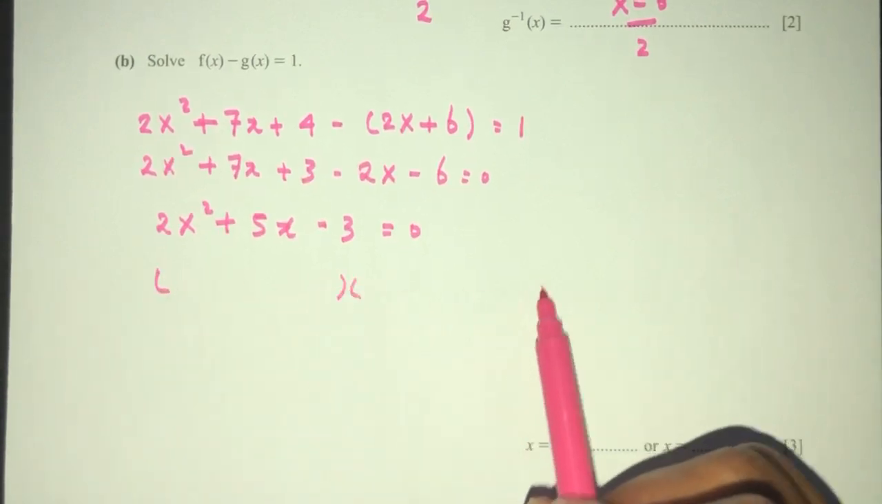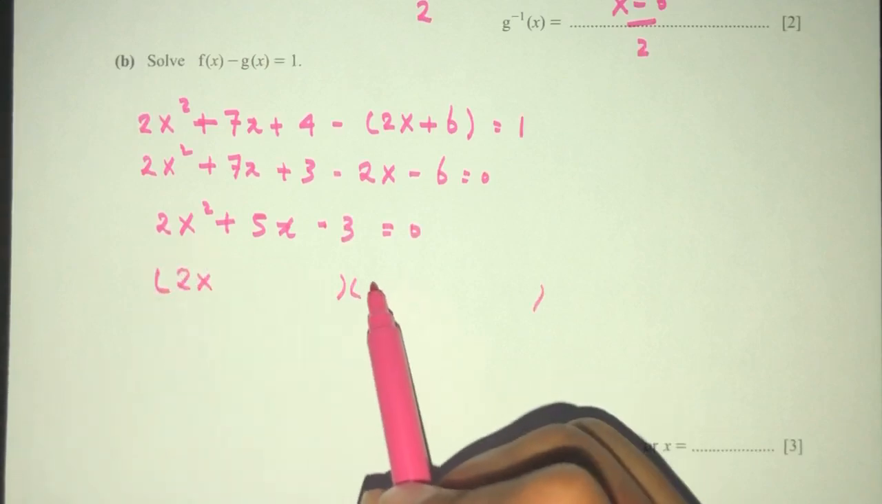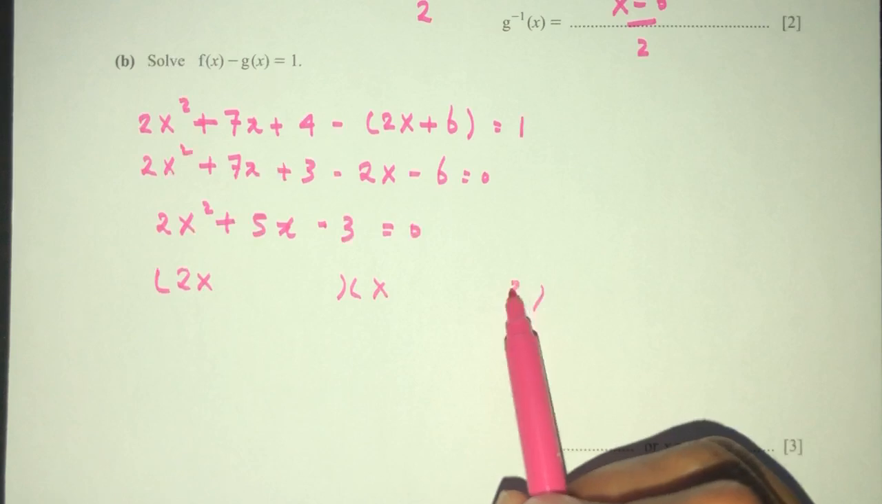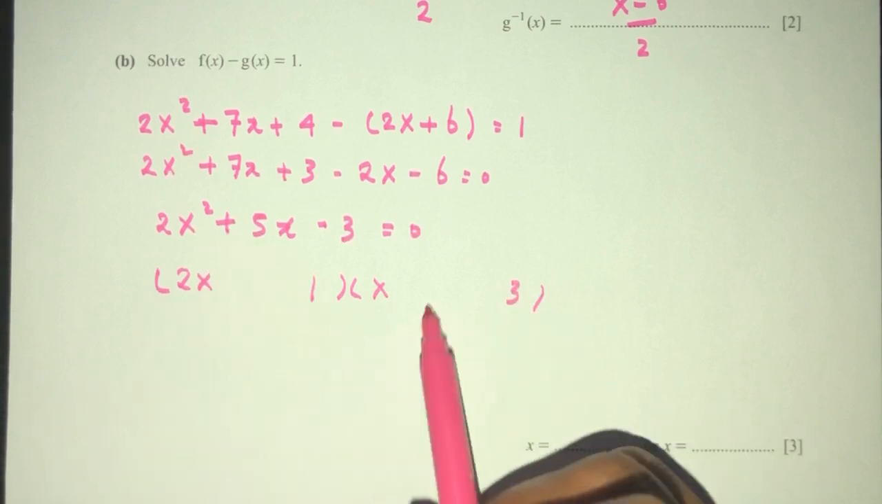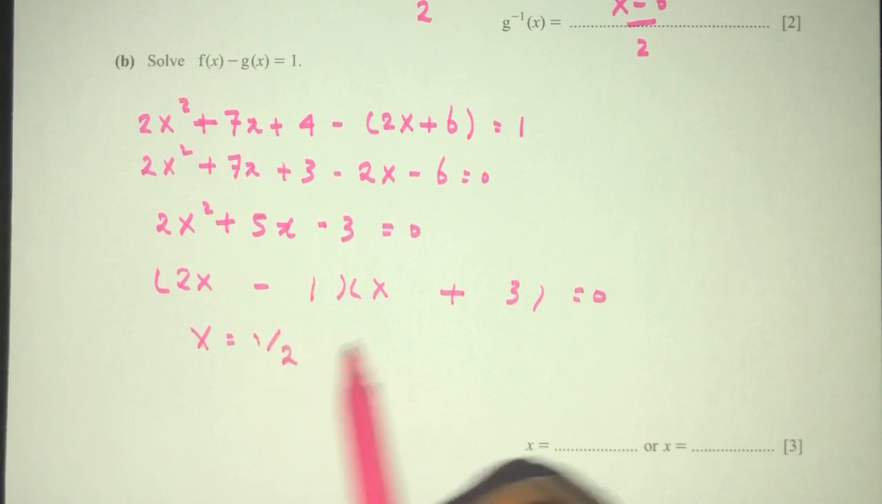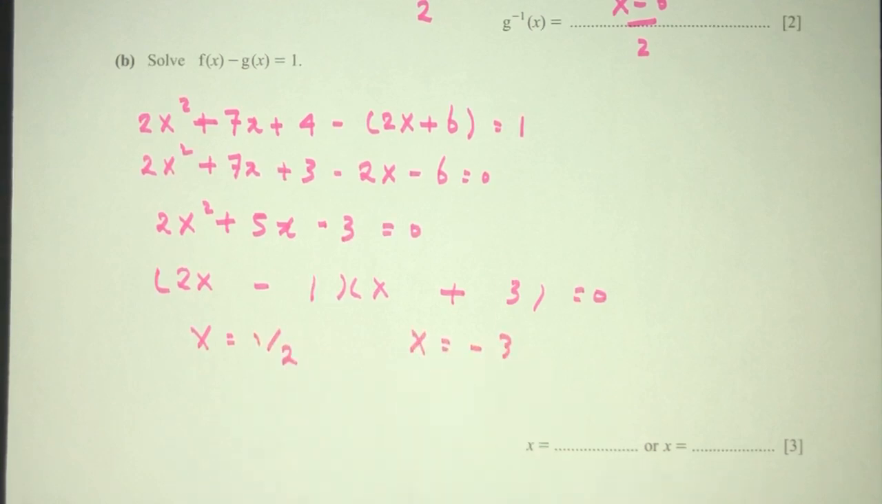So factorize: 2x squared is 2x times x, 3 is 3 times 1. To get plus 5, we have to have plus 6 minus 1. So x will become the value of half, and x will also become the value of minus 3. That will be part B of your question.